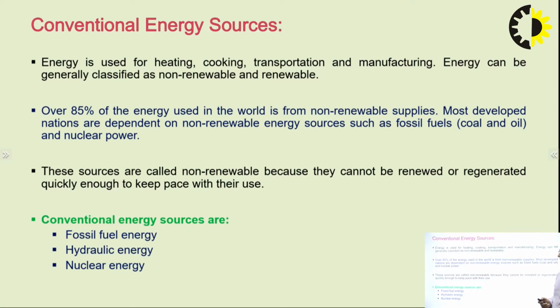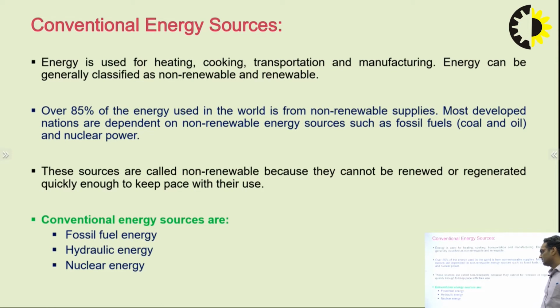Then next is from the non-renewable supplies. Most developed nations are dependent on non-renewable energy sources such as fossil fuels, coal, oil and nuclear power. These sources are called non-renewable because they cannot be renewed or regenerated quickly, and they require enough time to keep pace with their use.